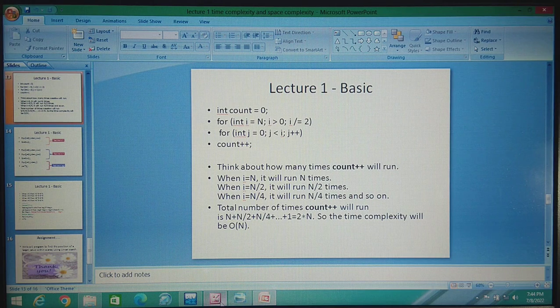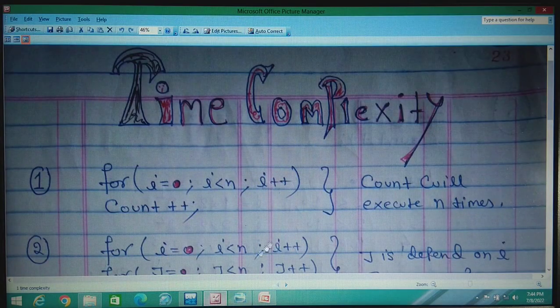So at first, time complexity. Now here the first example I have written: for i equal to 0, i less than n, i plus plus. So this count plus plus means this loop is working 0 to n. It means that this count will execute n times.